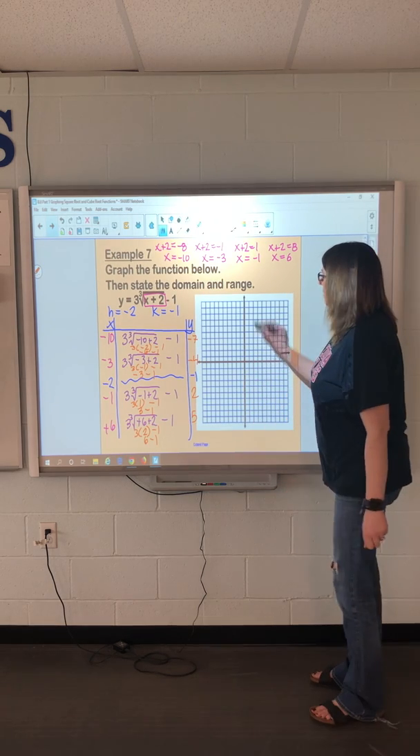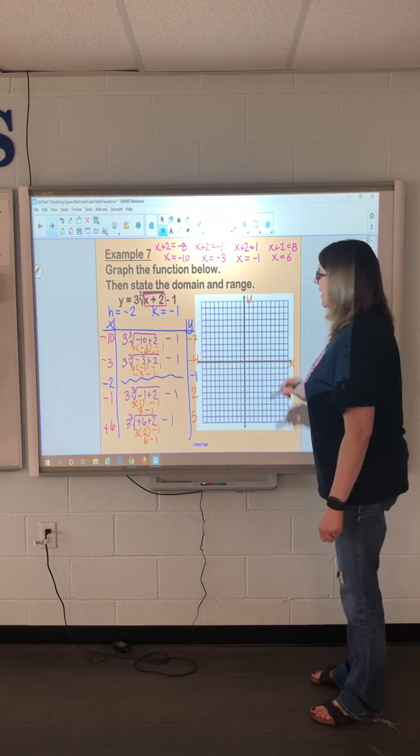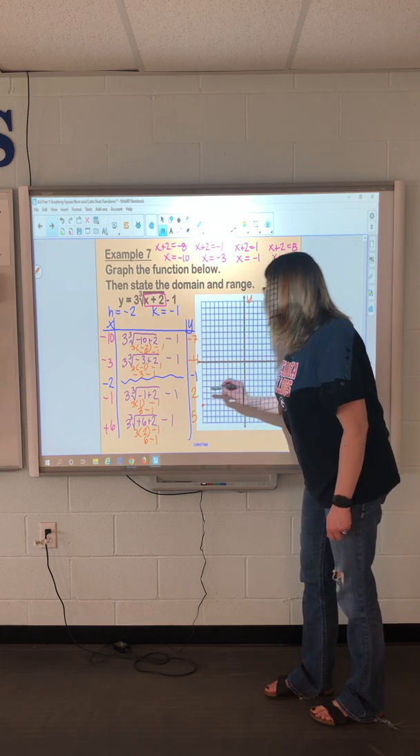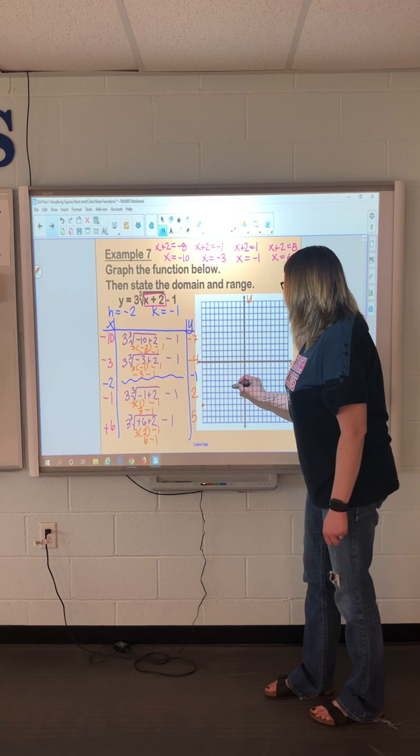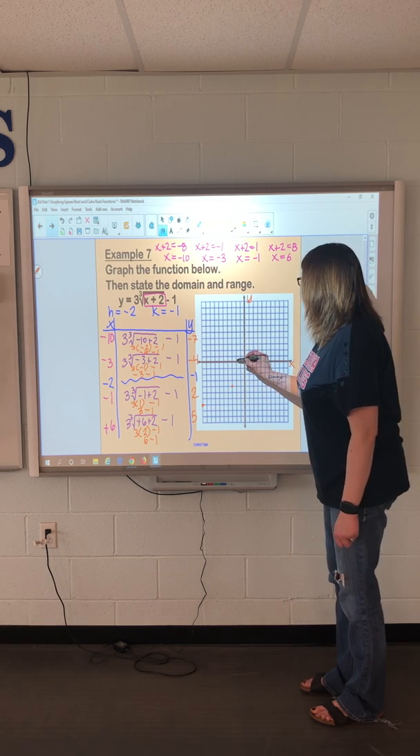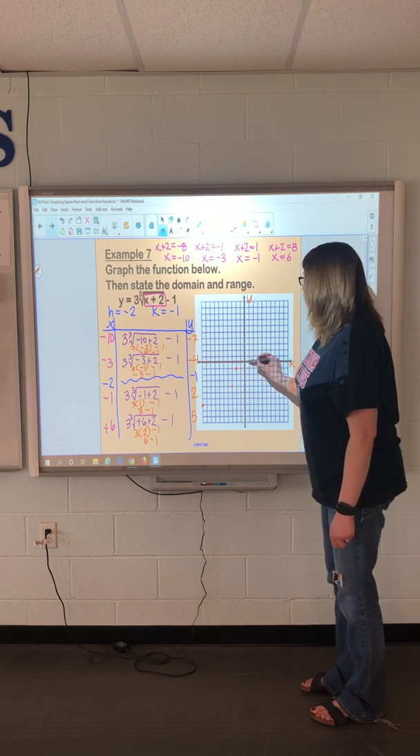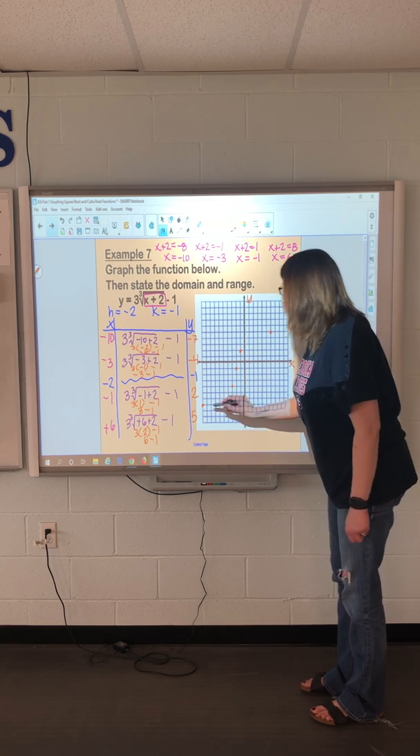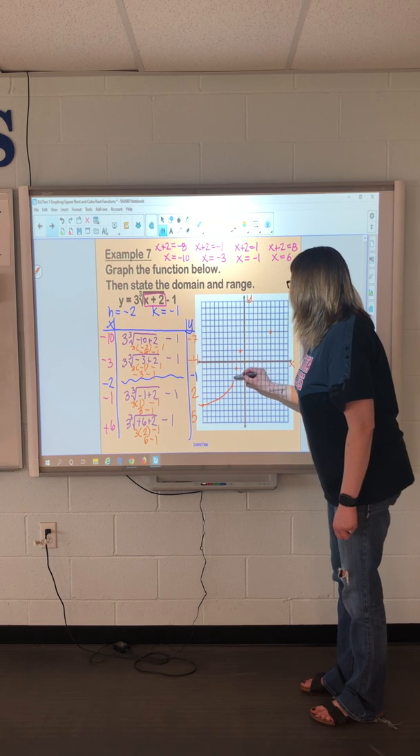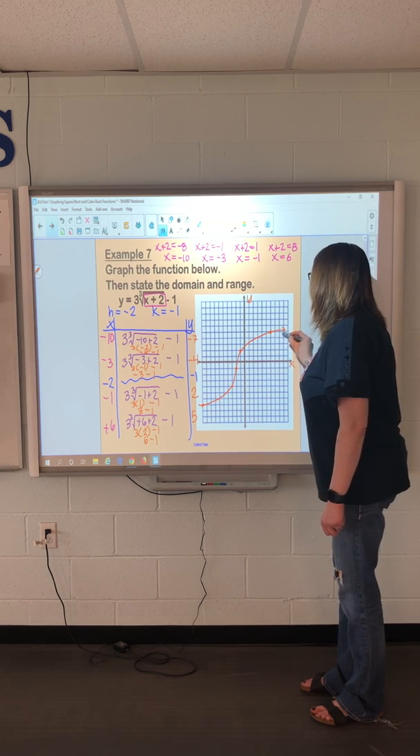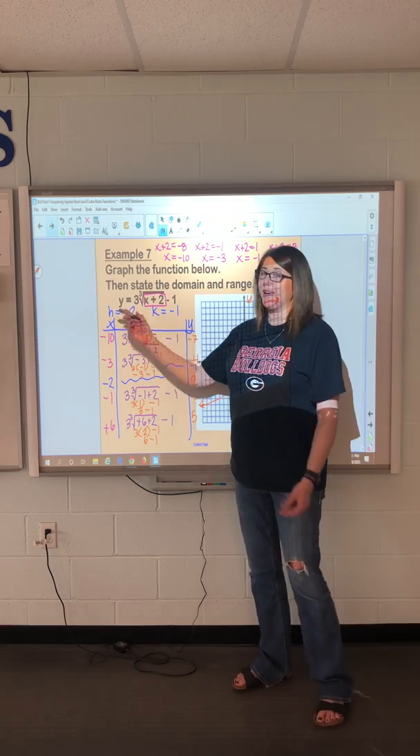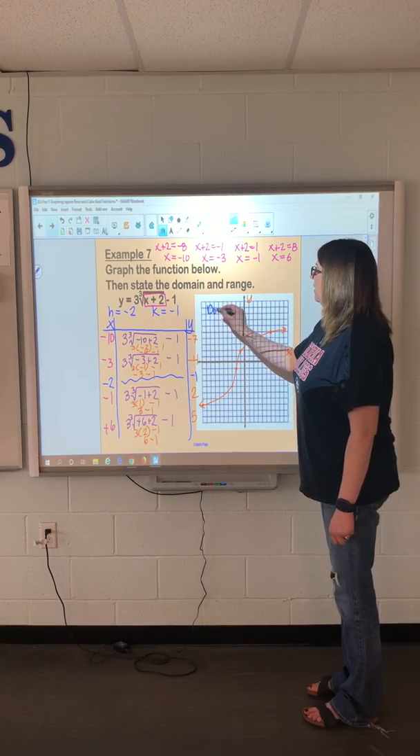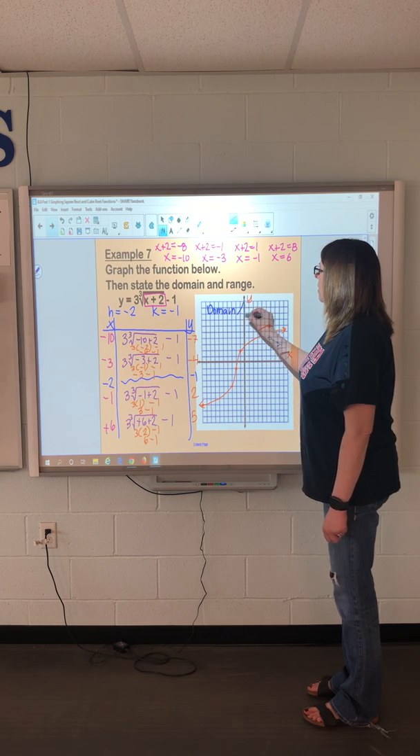Now let's plot these points. Again, don't forget to label your x-axis and your y-axis. So we have (-10, -7), (-3, -4), (-2, -1), (-1, 2), and (6, 5). So this thing got really stretched, right? It had a factor of 3 on the outside, so it really stretched those points. Again, domain and range are going to be all real numbers.